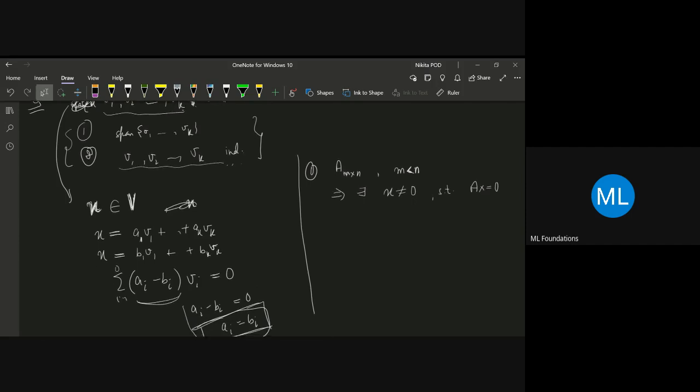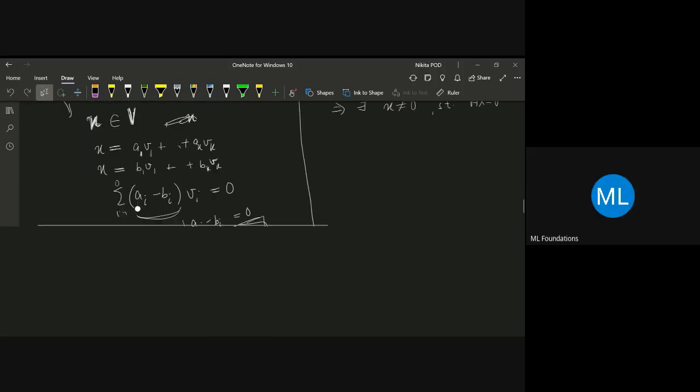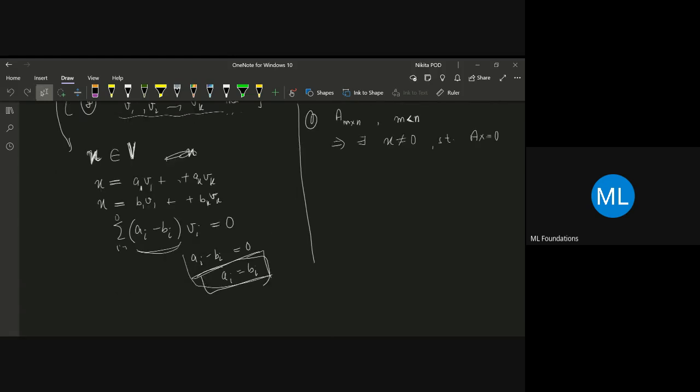Ma'am, this should be when m is greater than n. No, this is when n is greater than m, right? The matrix is m cross n. Okay.